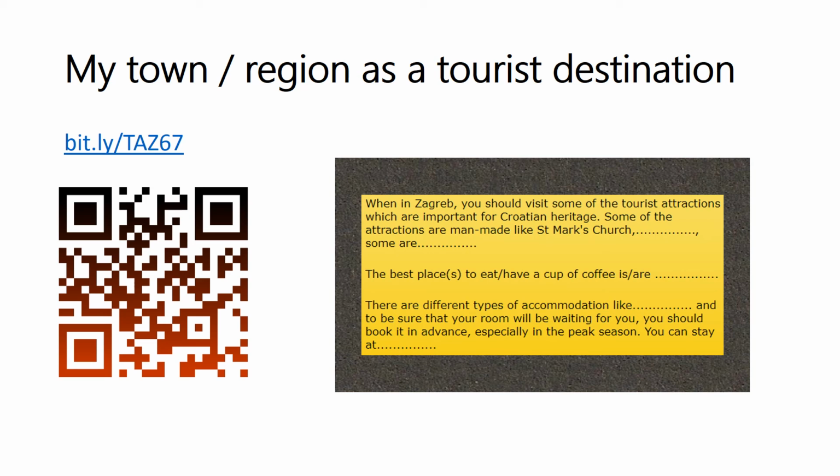It is time to apply some of the vocabulary you have been practicing now. The text you're going to read is about tourist attractions, restaurants, and accommodation. While reading, make notes about types and examples of tourist attractions Zagreb has to offer. Also, where you can eat and stay when visiting Zagreb. The text you see here can help you make the notes. In order to read the text, copy the bit.ly link TAS67, or since we are learning about QR codes, just scan the code. It's much easier.